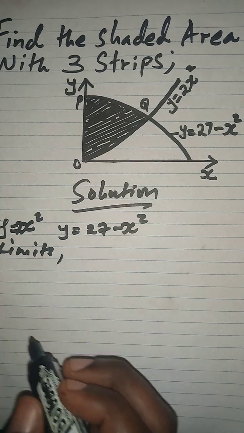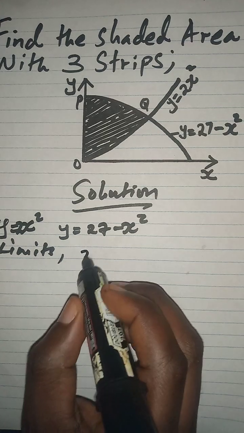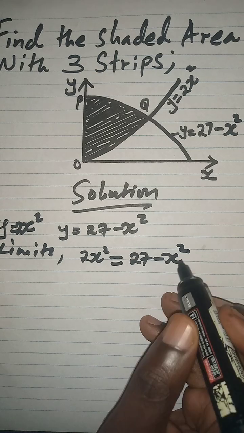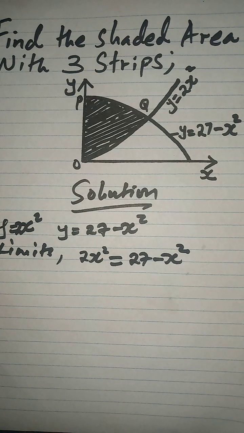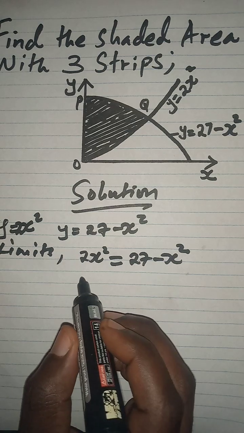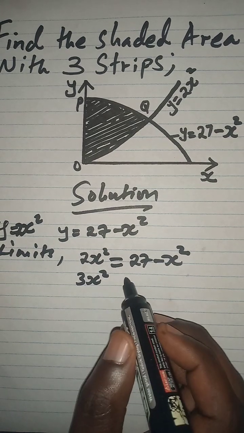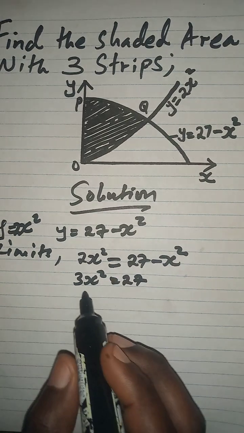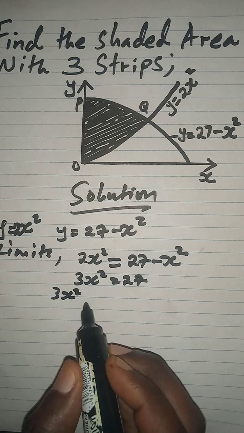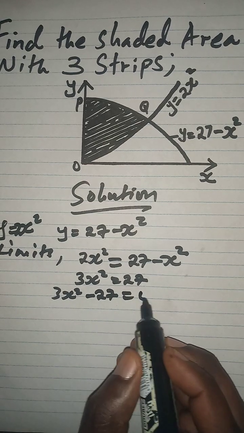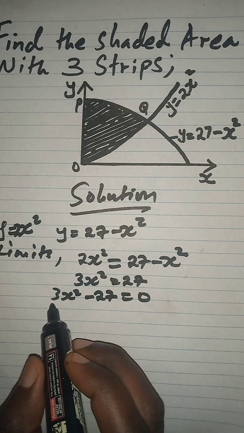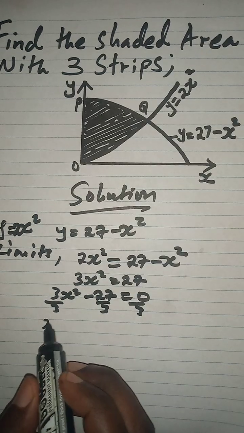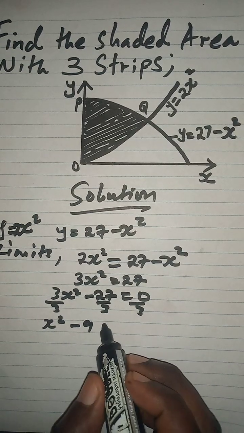To do it, I'm going to equate the two curves. So 2x squared I'm going to equate to 27 minus x squared. Collecting like terms, I get 3x squared equals 27, and I can take 27 to the other side to get 3x squared minus 27 equals 0. Then I can divide all through by 3 so that I get x squared minus 9 equals 0.